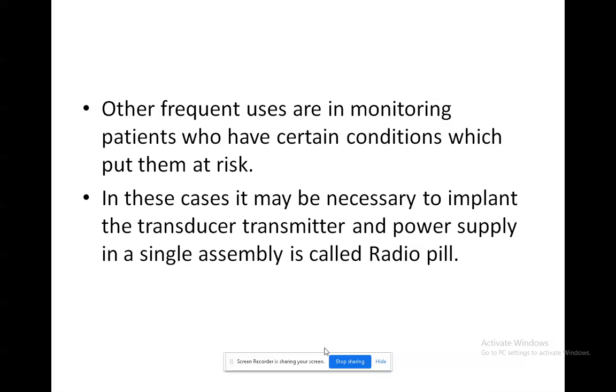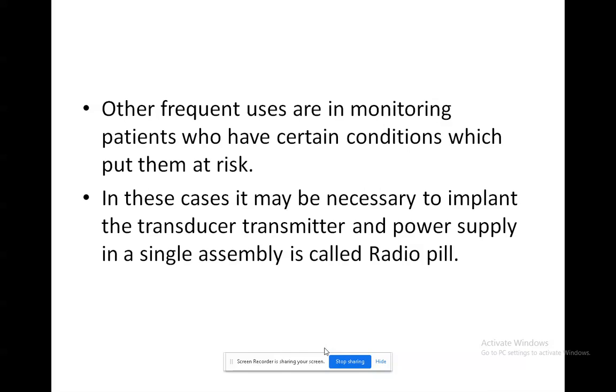Other frequent uses are in monitoring patients who have certain conditions which put them at risk. Why do we go for a radio telemetry system? For the patient who requires frequent treatment, frequent checkups, or frequent analysis, that is monitoring. Frequent monitoring is necessary for the patient who is at risk. In that case you will be applying the radio telemetry system without the patient being in the hospital.